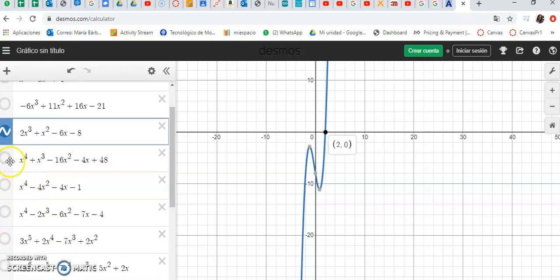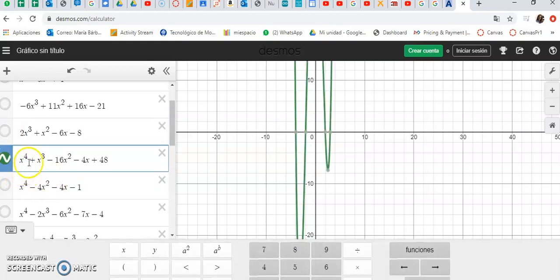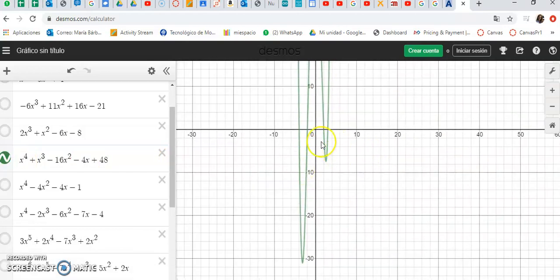Here I have more examples. I'm going to hide this one and I'm going to show you the next one. And we have x to the 4, dear students, which is the highest power that we have in this polynomial. So the degree in this case is a 4-degree polynomial and the leading coefficient is positive. So as you can see, let me show you here. Here you have it.